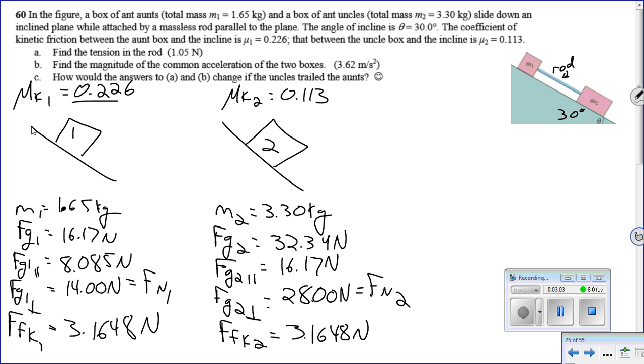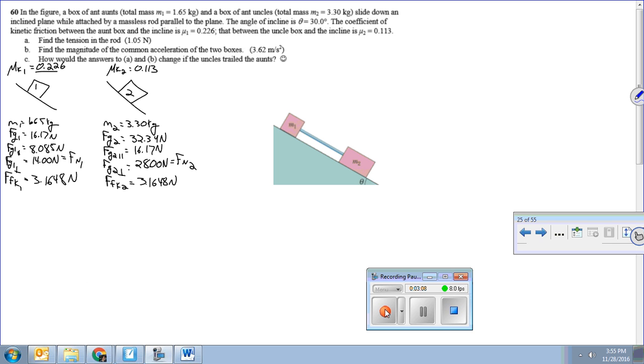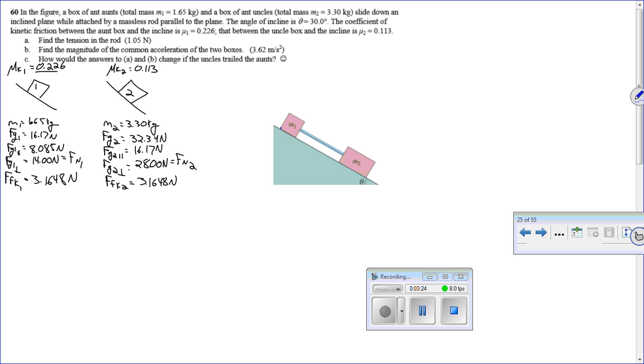All right, so let's take all this stuff. We're going to need all of this, and let's free up some space on the board. All right, so we've cleaned up our space a little bit here. What we're trying to do is find the tension in the rod. In general, when you're doing a problem like this, the first thing you want to do is look at the system. So my system here includes mass number 1, mass number 2, and the rod.